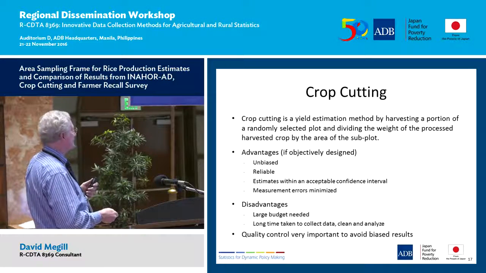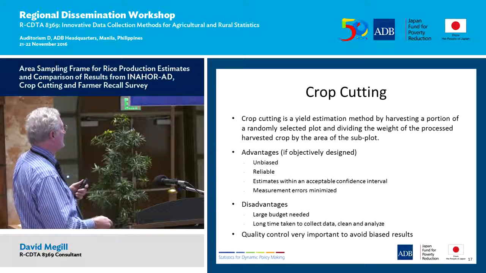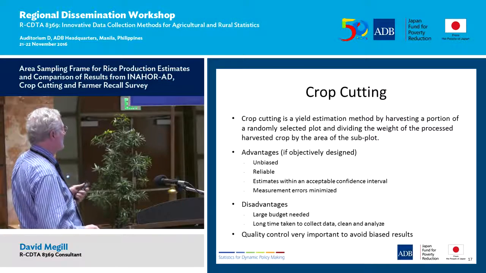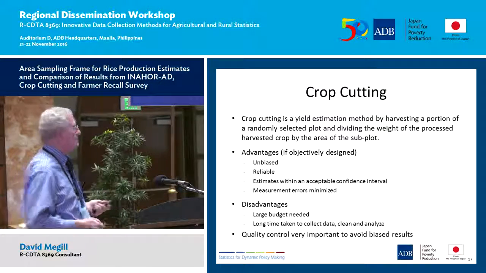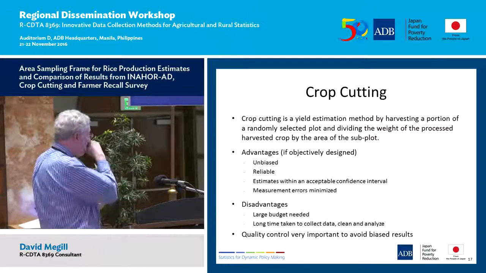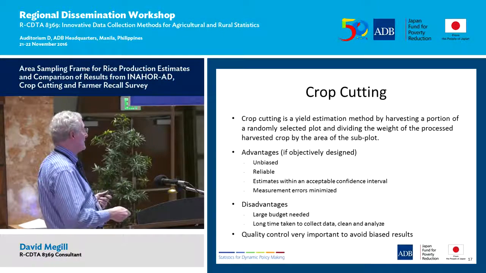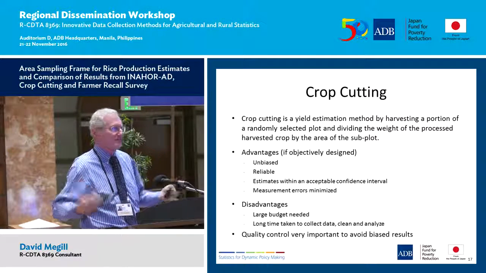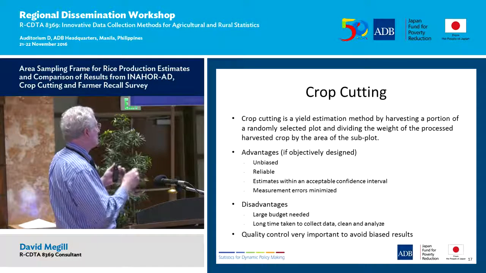Now, the advantage of this is if it's done properly, if it's done correctly, it should be unbiased, reliable, and it's also a probability sample, so we can estimate the sampling error and confidence interval. And you have quality control to make sure that the measurement errors are minimized. Of course, bias can be introduced if some of the techniques are not done correctly.